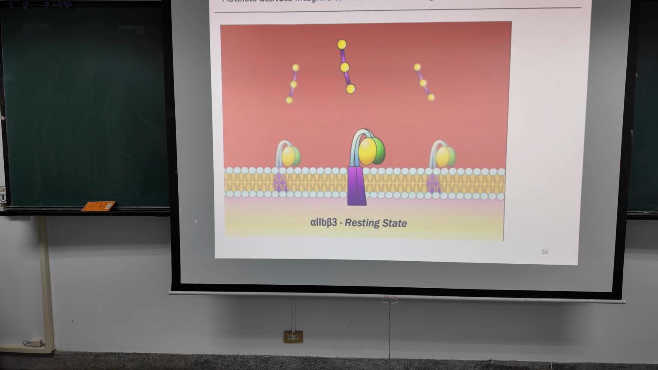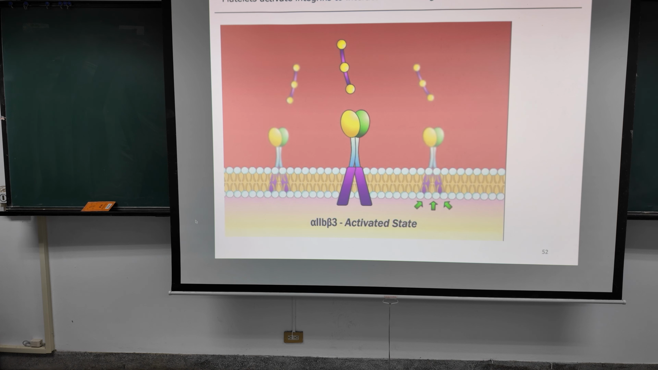Fibrinogen is shown here. The transmission of an intracellular signal leads to disruption of the complex between the cytoplasmic tails of alpha-2b beta-3, followed by a conformational change in its extracellular globular head domains from a bent to an extended state, promoting the binding to fibrinogen and von Willebrand factor.